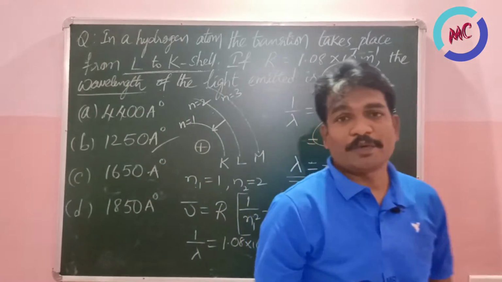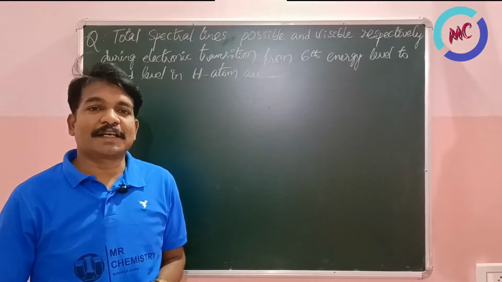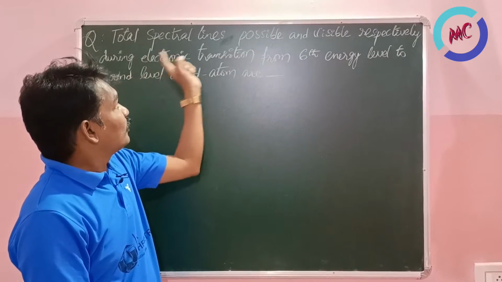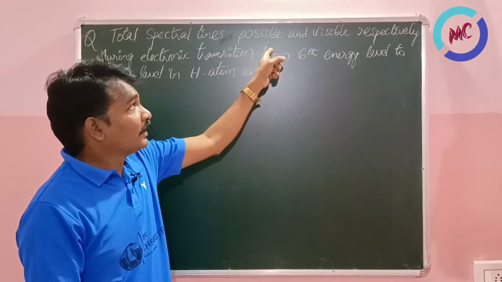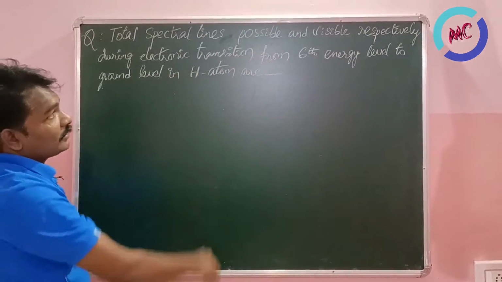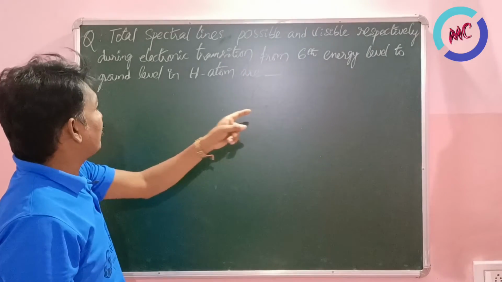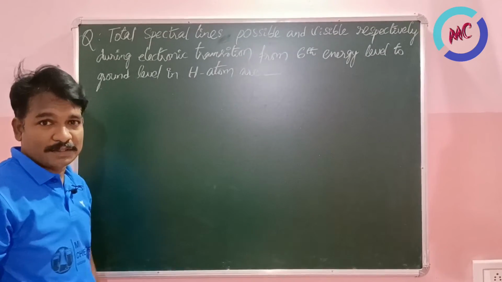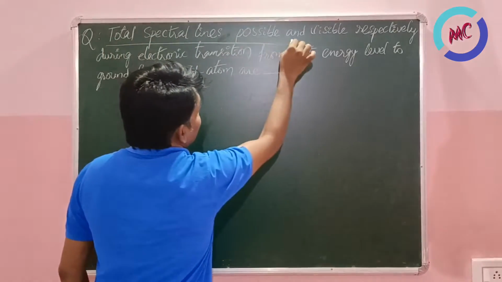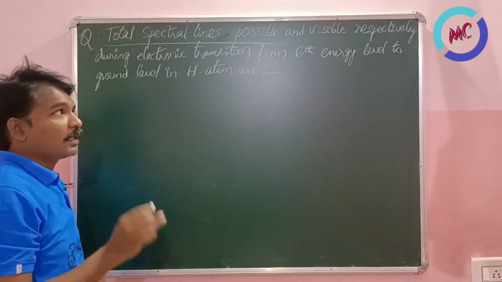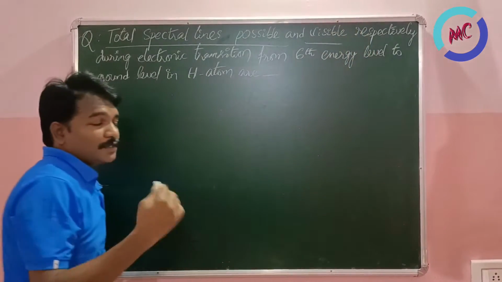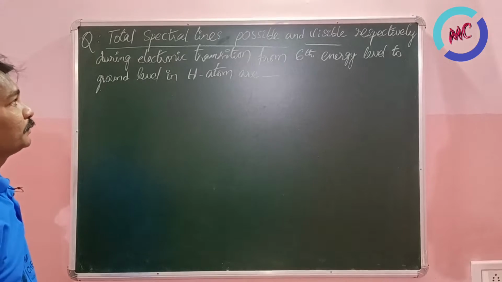Let's move to one more calculation. In the next calculation we are going to learn one new formula to find out total spectral lines possible and visible lines respectively during electronic transition from 6th energy level to ground level in hydrogen atom. See here what they are asking: total spectral lines possible and also how many visible lines are possible.